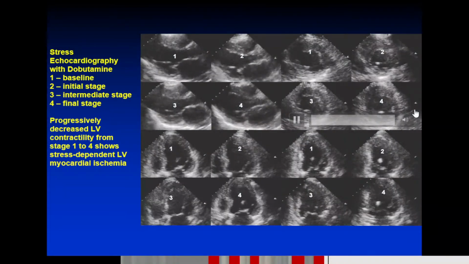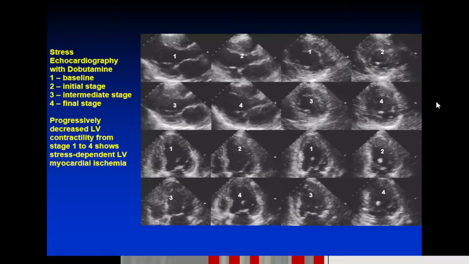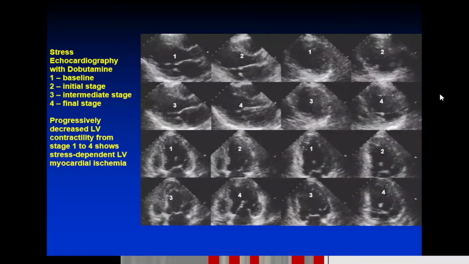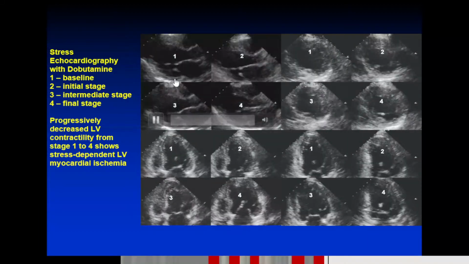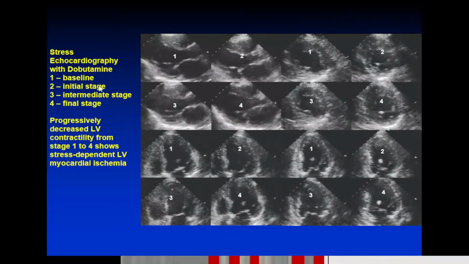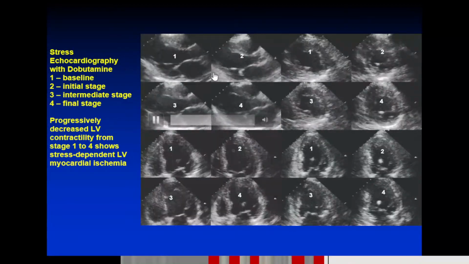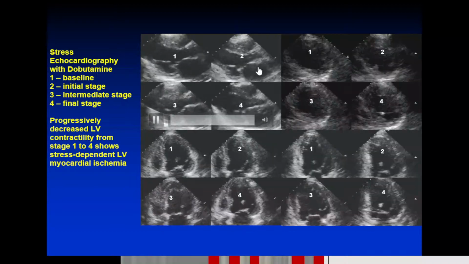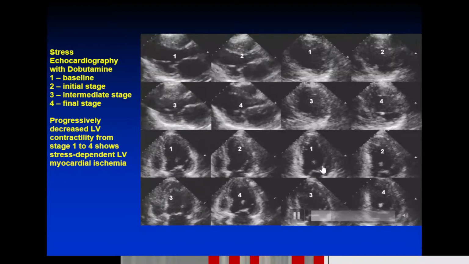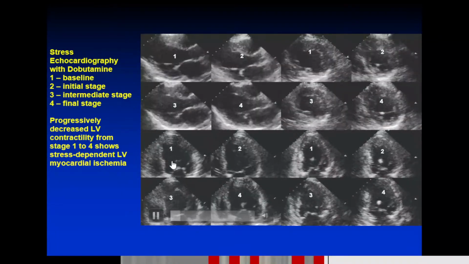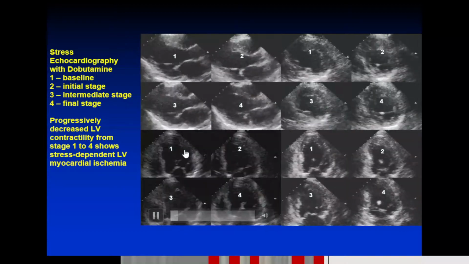You see here how the stress echocardiography with dobutamine looks. Look, please, the letter 1, digit 1 shows the baseline level. It's the long axis of the left ventricle, short axis, four chamber view, two chamber view. And you can see that the quality of contraction looks quite good.